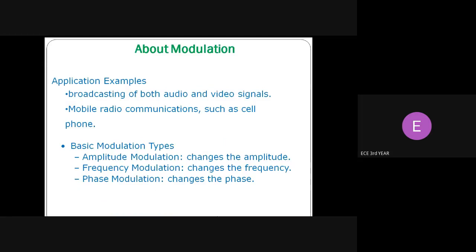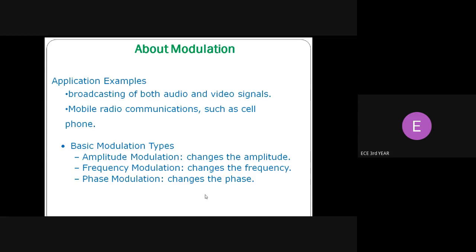Next, an example: broadcasting of both audio and video signals. Nowadays we are seeing live telecasts, channels, TV, movies, or live cricket shows that happen somewhere else. Now the IPL session is going on in Dubai, but we can see it at our home in Tamil Nadu because of communication modulation. That video signal is converted using the modulation process and transmitted to the satellite, and the satellite signal is received at home.